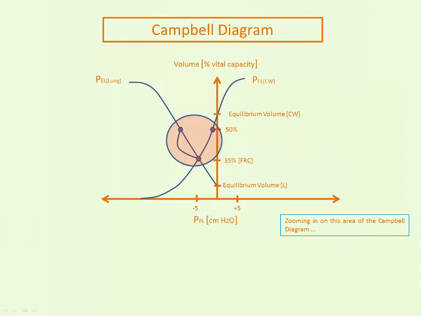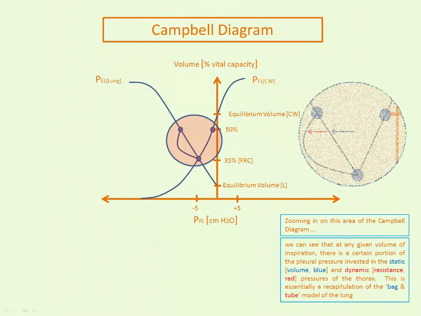So zooming in on this aspect of the Campbell diagram, and I kind of talked about this in the previous animation, we can see that this is a rehash of the bag and tube model of the lung. At any given volume during an inspiration, so we'll pick this, remember this is the y-axis here, so this is volume. If we were to pick this volume at this instant in time, a certain portion of the pleural pressure, which is on the x-axis, is invested in the static pressure of the respiratory system. And a certain portion of the pleural pressure is invested in the dynamic, and that's the red, and that's what we saw in that previous animation. And this is the recapitulation of the bag and tube model, which I've been speaking about ad nauseum.